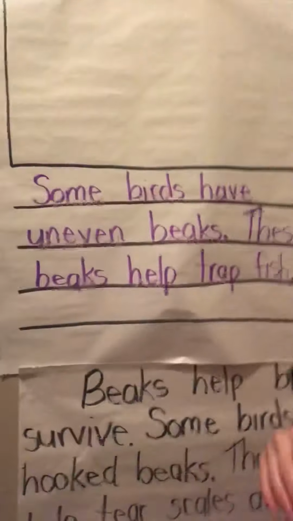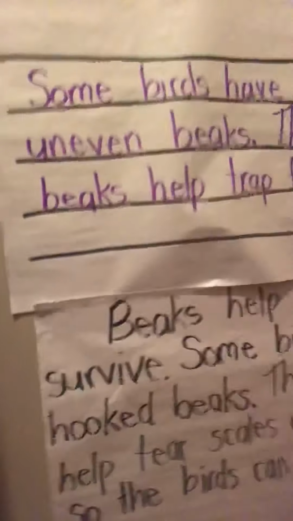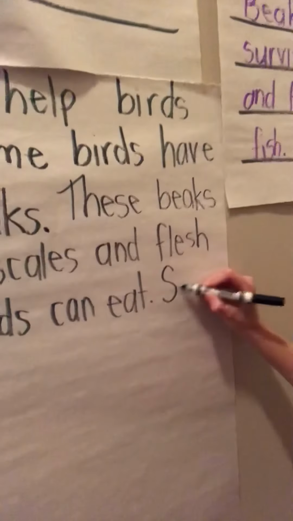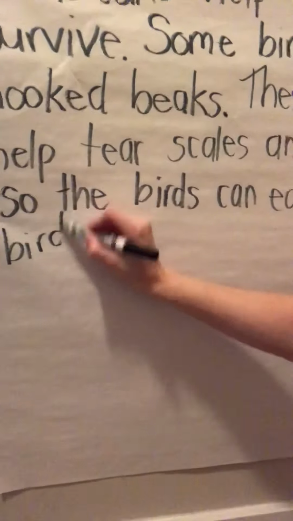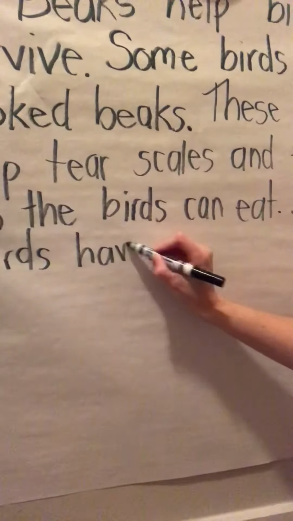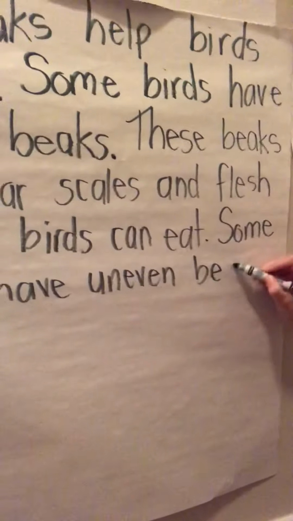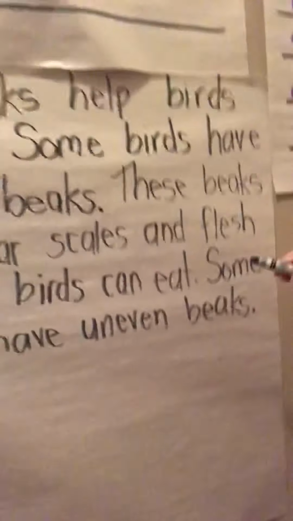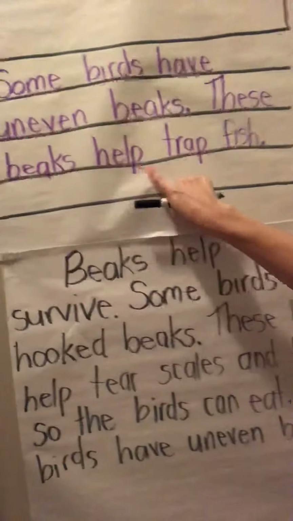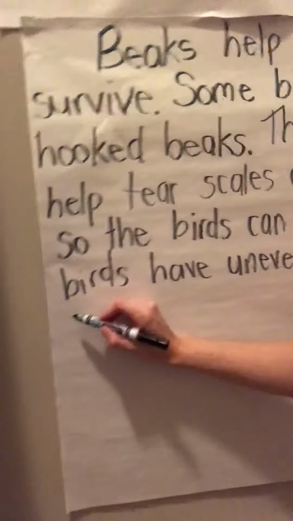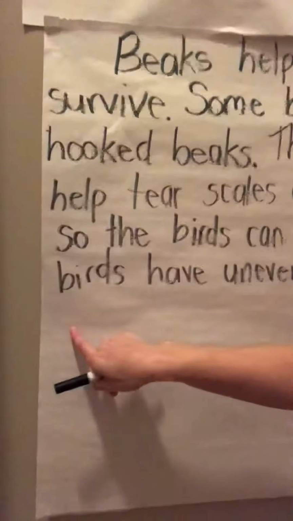So I'm going to take it one step at a time. So I'm going to look at my first part. Some birds have uneven beaks. So that's what I'm going to write next. Some birds have uneven beaks. Right, now I'm not finished yet with detail 2. I have my next sentence. These beaks help trap fish. So here we go. I don't have any more space over here to put these. So I'm going to move down here.